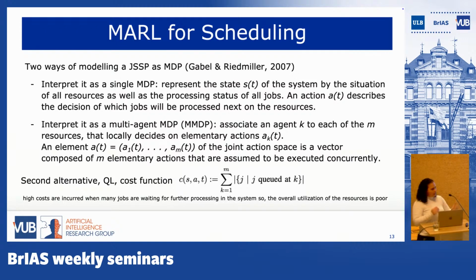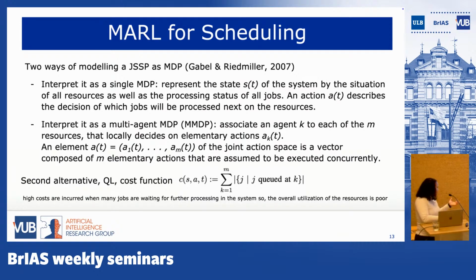Then at the end, we could have a joint action space composed by the actions that all the agents can take into account. And at the moment, the authors of this paper were proposing to use, of course, in this case we are talking about minimizing the time it takes to execute all the tasks, a cost function given by the number of jobs that were in the queue of the system at that specific moment in time.